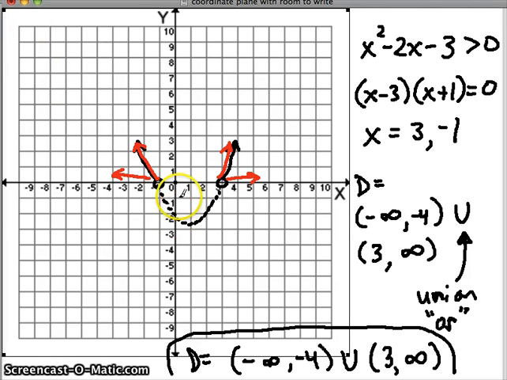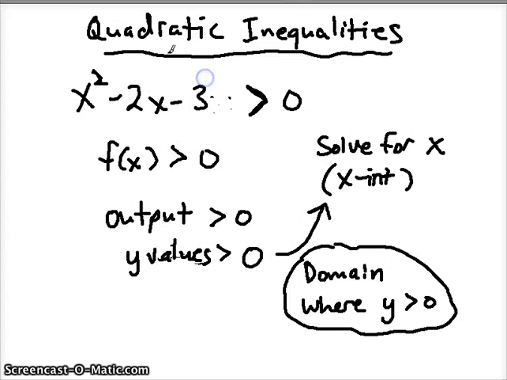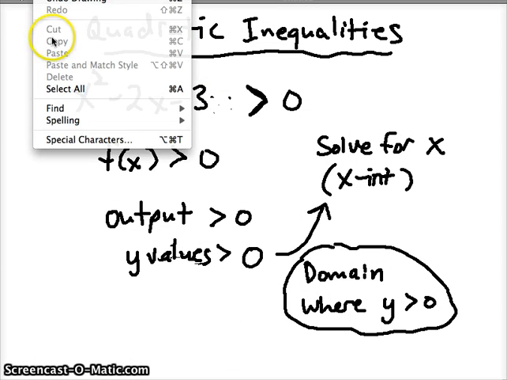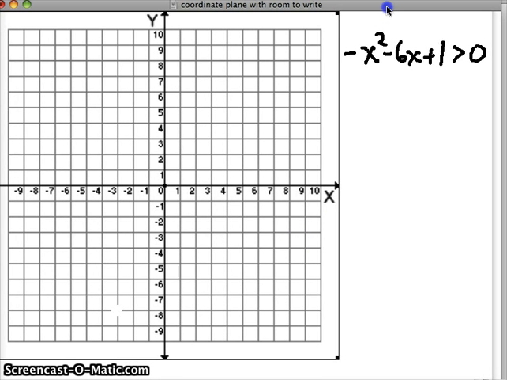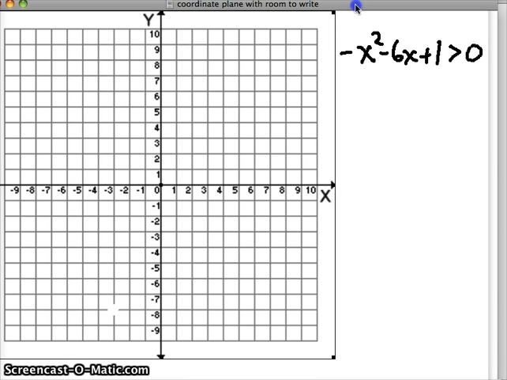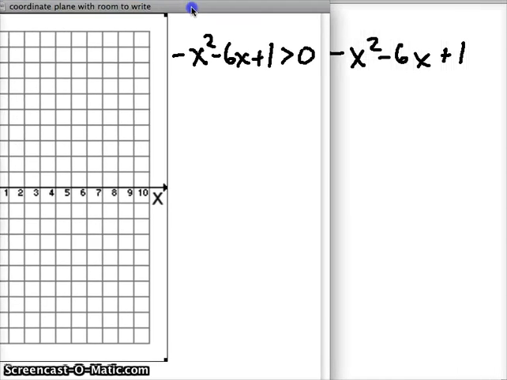Alright, let's see what happens if our parabola opens downward instead. Slightly different. Alright, so let's use this quadratic as an example. Now a is negative, so our parabola should open downward, and we're going to get a slightly different domain set here. So again, let's try factoring.